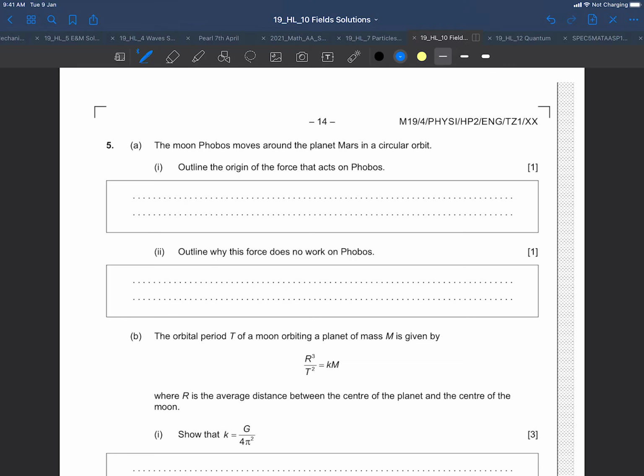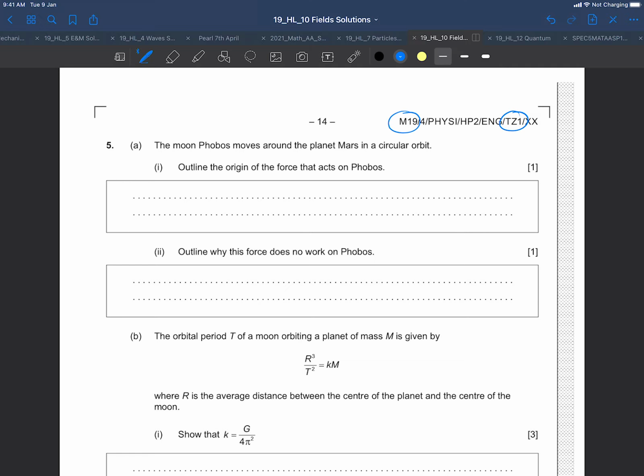Okay, hello everyone. So today I'm going to be going over the 2019 topic 10 questions. We'll start off with May 19 time zone 1, and question 5 is related to topic 10. It's gravitational fields. So we're talking about the moon Phobos moving around the planet Mars in a circular orbit. What is the origin of the force that acts on Phobos?